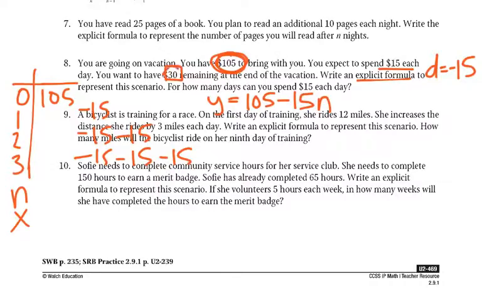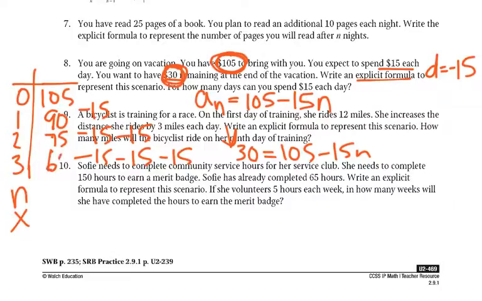Okay, now let's say we want to have $30 remaining. So how would we deal with that? Well, this a sub n or this y, okay, doesn't matter which way you write it, same thing. Okay, that would be 30. And we could solve. You could use a table and figure it out that way, right? This would be 90, this would be 75, it would be 60, and you could go down till you got to 30. Or we could solve for n. So I'd subtract 105.